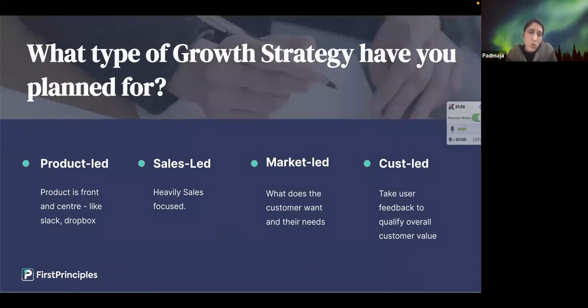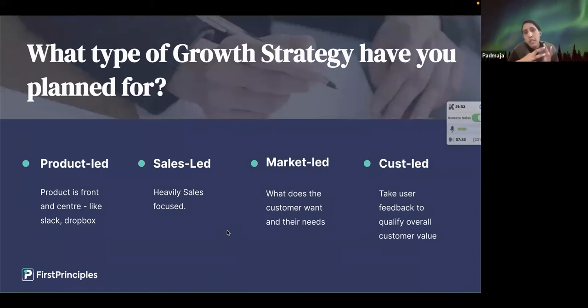Sales-led is what traditional organizations are. You have an SDR, somebody heavily sales-focused, getting the user through the sales journey. The market-led is where it slightly differs. You first evaluate what the customer wants and their needs, and then you develop the product according to that. The difference between product-led and market-led is that market-led sometimes has more customer satisfaction because we know what the customer wants. And once you develop what the customer wants, then the customer is satisfied, right?